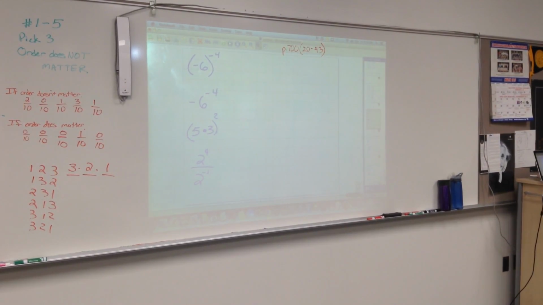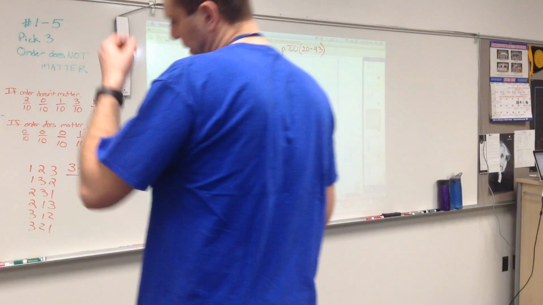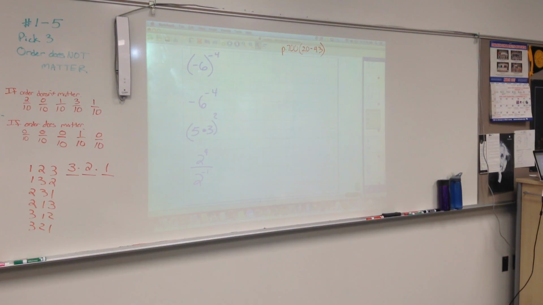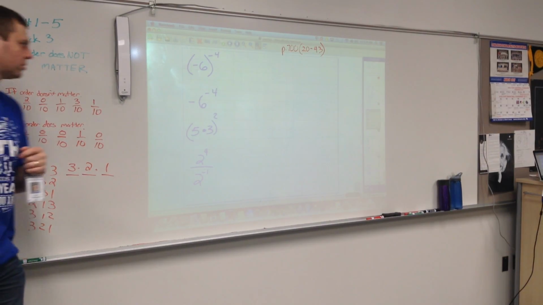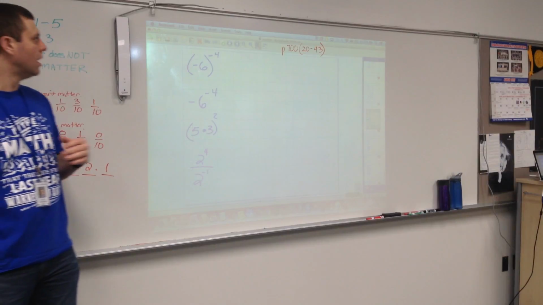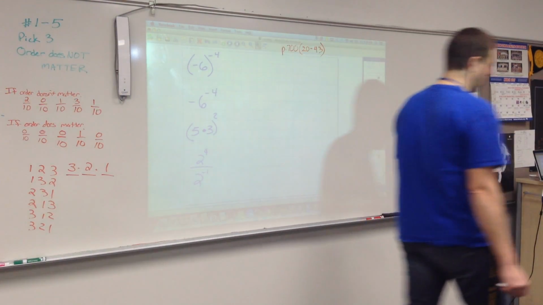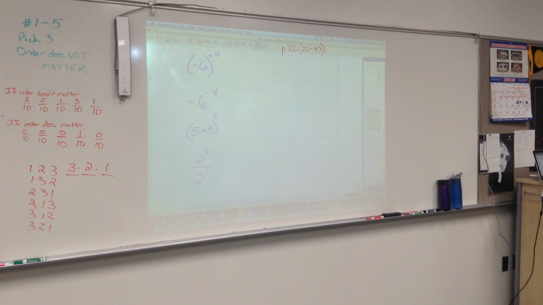Alright, so today we are working just on reviewing exponent rules. Positives, negatives, multiplying, dividing, powers to powers, different products to powers, quotients to powers, things like that. So I'm going to go through a few of these with you here. We are on page 700 in your textbook. We're looking at problems 20 through 43.